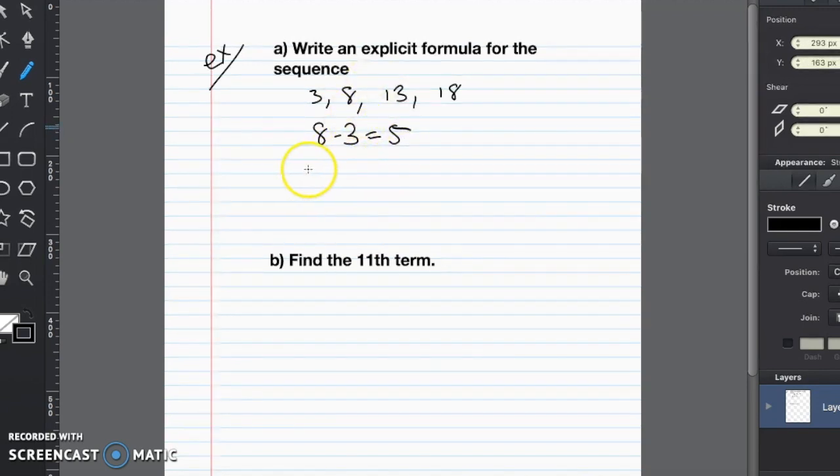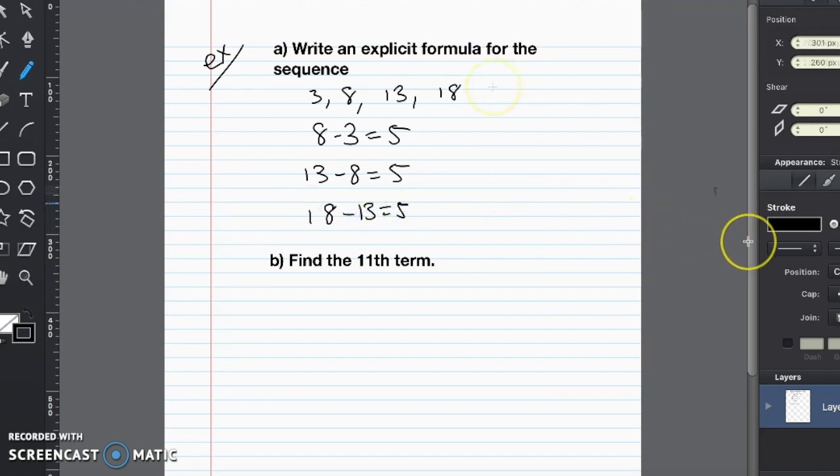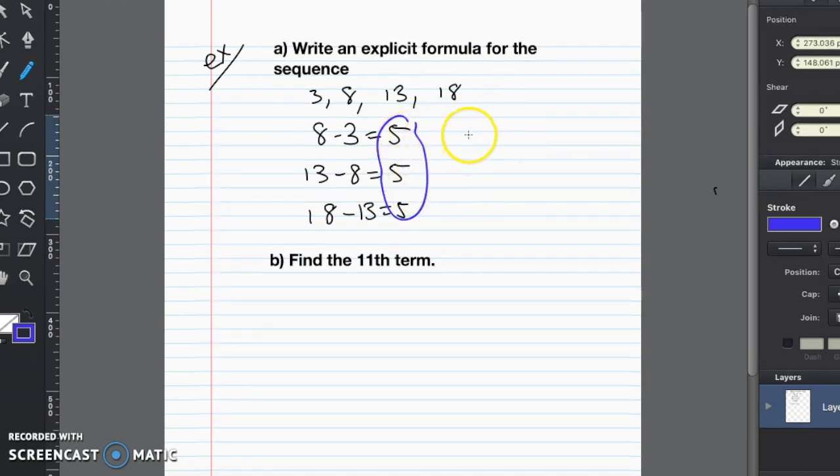Then I look at a different set of terms. 13 minus 8 also gives me 5, right? And 18 minus 13 gives me 5. So we see that we have a common difference here, right? So that's our common difference. It's going to be 5. So I'm going to write a formula in terms of that.